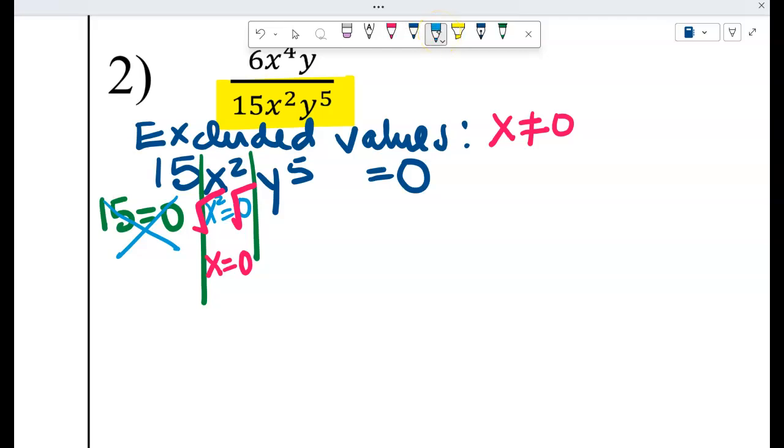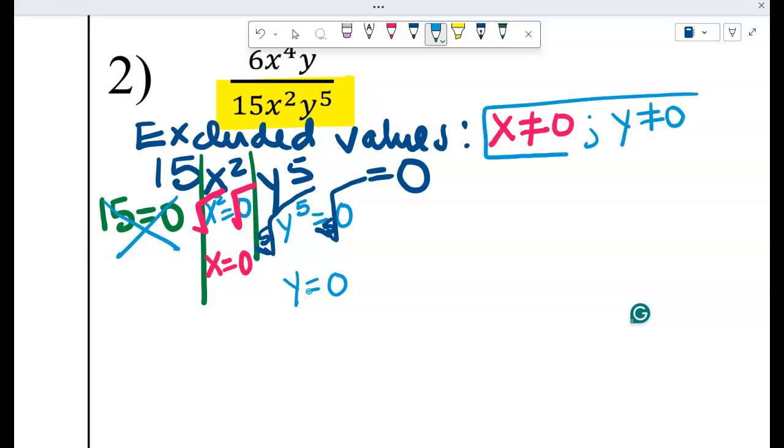Then the next one, y to the 5th equals 0. Similarly, we are going to take each factor and we are going to set it equal to 0. Then again, guys, we are going to take the 5th root of 0 to both sides. So the 5th root to both sides, that will allow us to say y equals, well, 5th root of 0 is still 0. But remember, when you write the excluded value, we're going to say y can never ever be 0. Because if x is 0 or y is 0, it will make our entire denominator 0. So we can't have that.